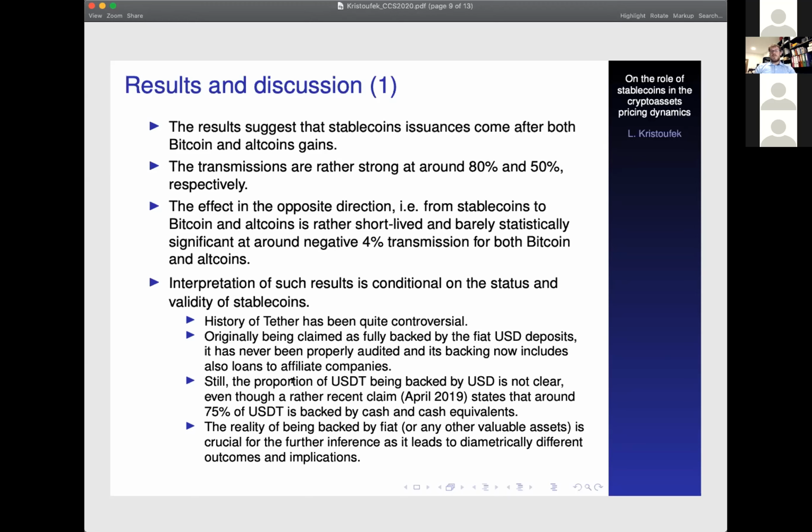And the interpretation of such results is very conditional on the status and validity of stablecoins. So first, the history of Tether has been quite controversial, because it was originally claimed that it's fully backed by the standard USD deposits, but it has never been properly audited. And its backing now also includes some loans to affiliate companies, which is not necessarily a problem, but it's not completely backed by cash. But still, the proportion of USDT being backed by USD is not really clear, even though there was a quite recent claim from last year that states that around 75% of USDT is backed by cash and cash equivalents. And the reality of being backed by standard currencies is quite crucial for some further interpretation of what is going on there.